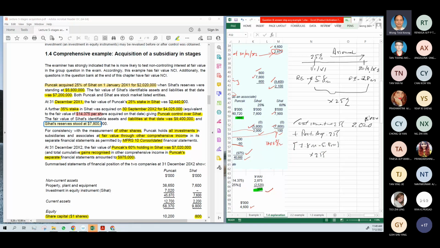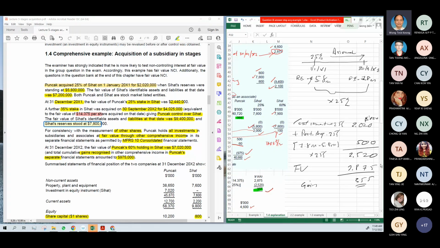Because the changes between the two earnings must be in the profit, share capital is constant. Then you share 25%, 7.8 minus 5.8 is 2 million, times 25%, 500,000. So it's 2,520. The fair value we computed just now is 2,875. So the difference, 355, is the gain, because of remeasurement gain.